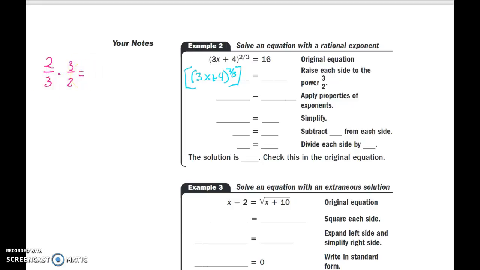But the real definition of a reciprocal are numbers such that when we multiply them, the product is 1. So when I take 2/3 times its reciprocal of 3/2, I get 6/6, which equals 1. Okay, so what does that have to do with our equation? Let's go back to our equation.